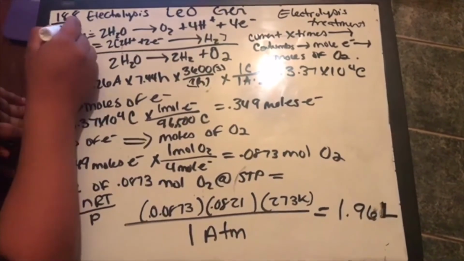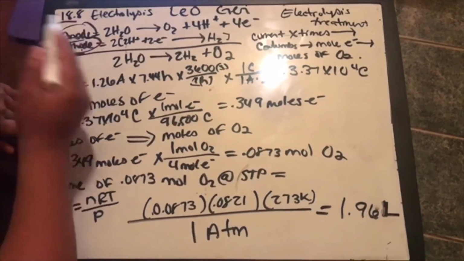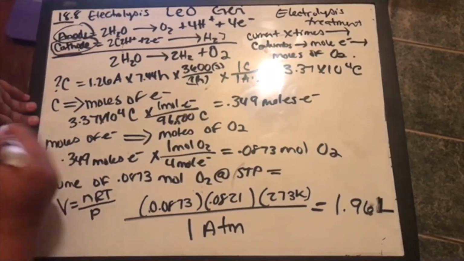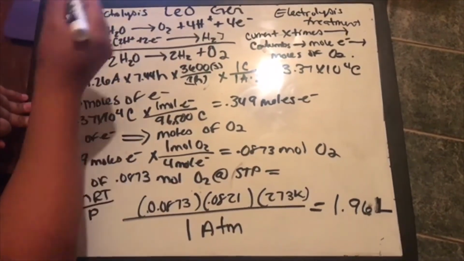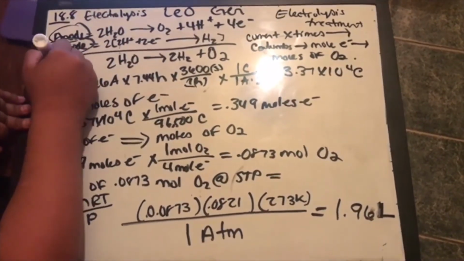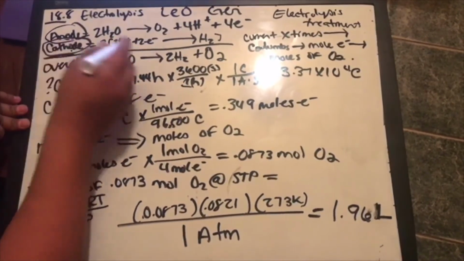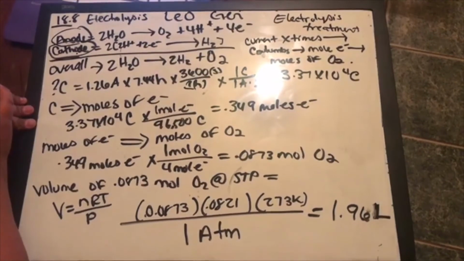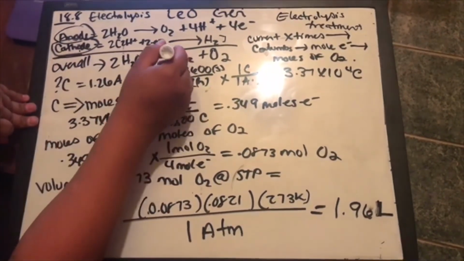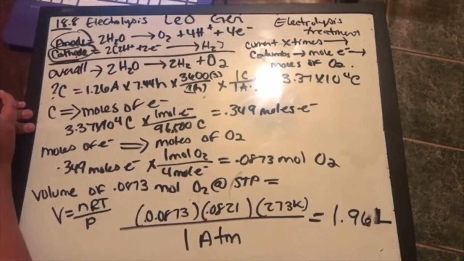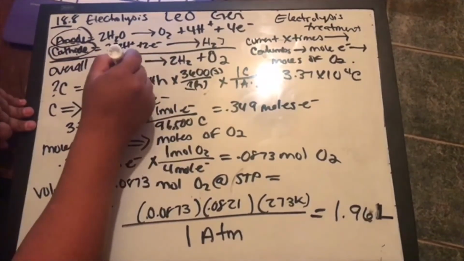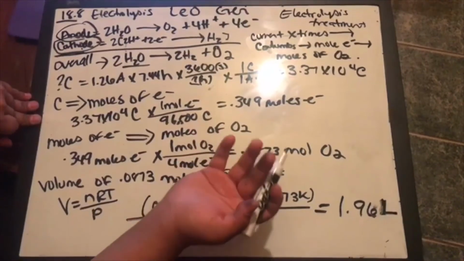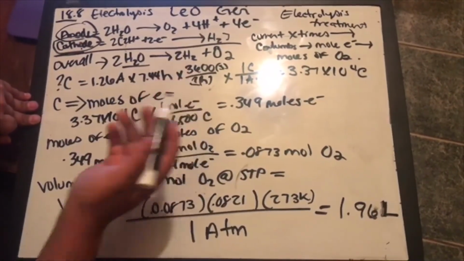So here, this is our anode and this is our cathode, and we already discussed how we can identify them, so I'm just going to jump to the next step. The next step is getting the overall equation, which is 2H2O goes to 2H2 plus O2, which basically turns into two products, and they separate.